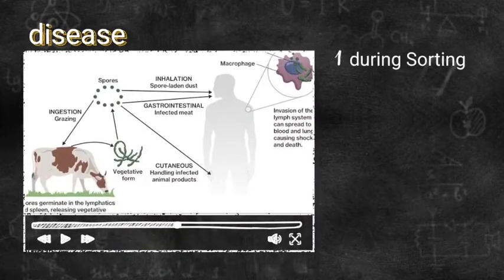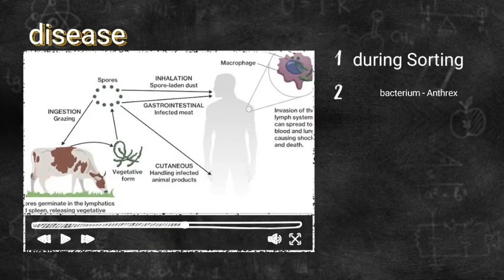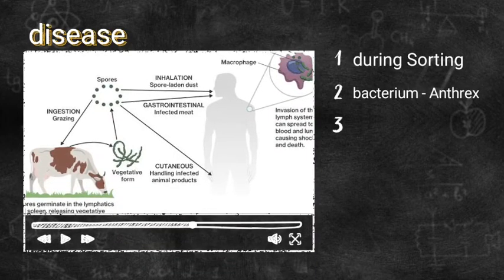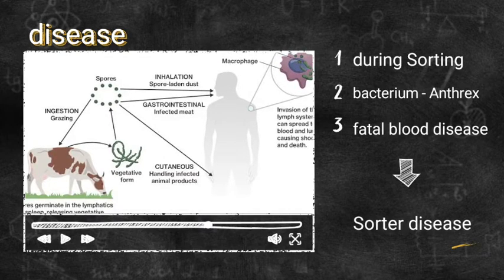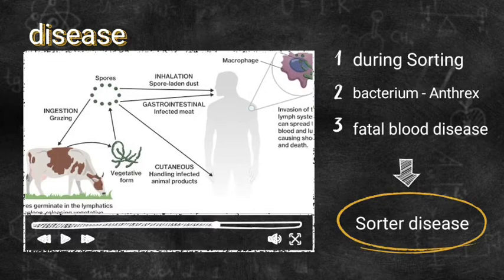Risks faced by workers in any industry are called occupational hazards. Wool fiber sorting job carries risk as sometimes workers might get infected by a bacterium, anthrax, which causes a fatal blood disease called sorter's disease.